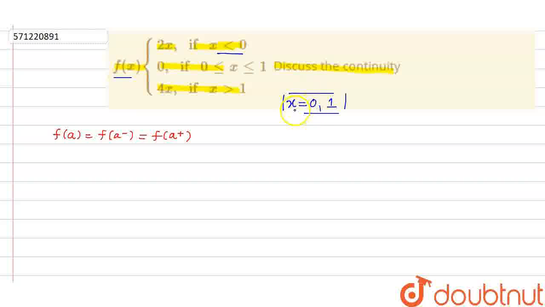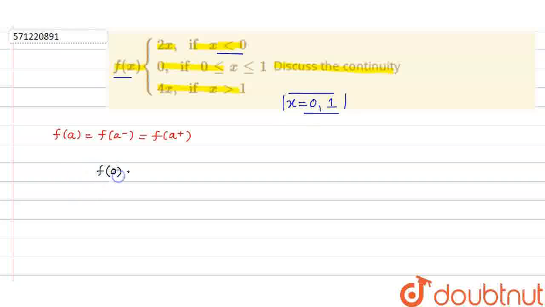Now if f(x) is continuous at x = 0 and also at x = 1, then we can say f(x) is continuous for x belongs to R. And if f(x) is not continuous at x = 0 and x = 1, then we can say f(x) is continuous for x belongs to R except 0 and 1. Okay, so basically we need to find f(0). So f(0) is what?